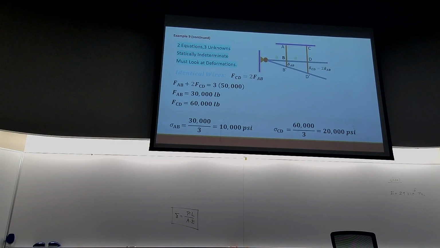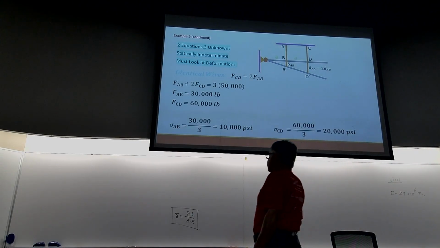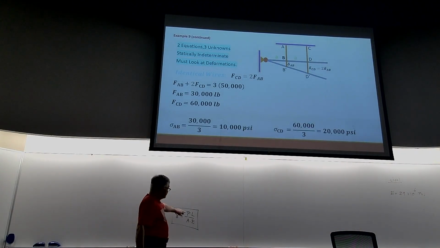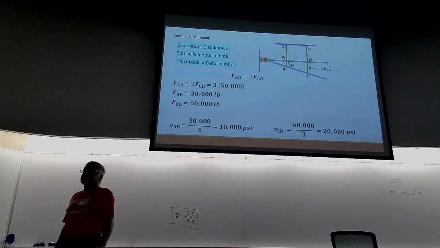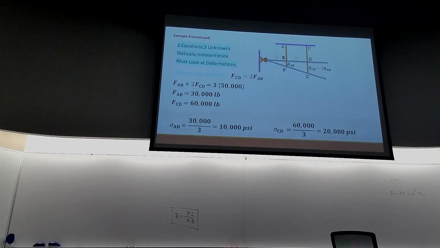Same angle, same tangent. So delta AB divided by lowercase a is equal to delta CD divided by 2A. So delta CD is twice as big because deltas are directly proportional to the force. The force in CD will be twice as big, right? Same material, same dimensions, lengths, cross-sectional area. If you wanted to stretch twice as much, the force in it must be twice as big.